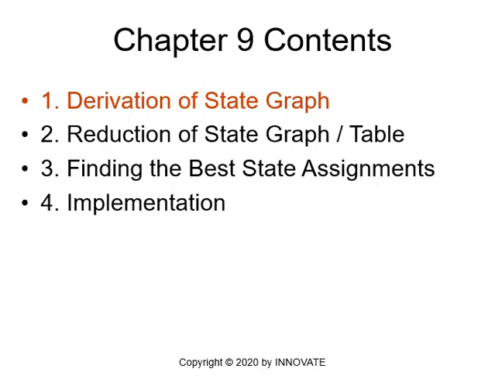The second step is the reduction of the state graph or the state table. Then we have to find the best state assignments, which will yield the lowest cost and the lowest number of gates to be used. Then we go to the implementation process, where we choose the number of flip-flops and the gates, or if we wish, we implement with VHDL design and implement the network on a PLD like a complex PLD or FPGA.